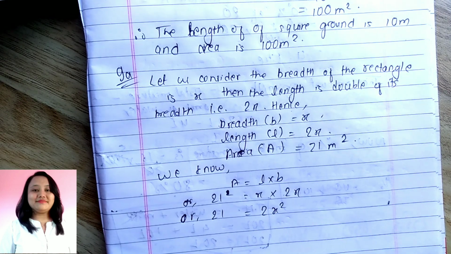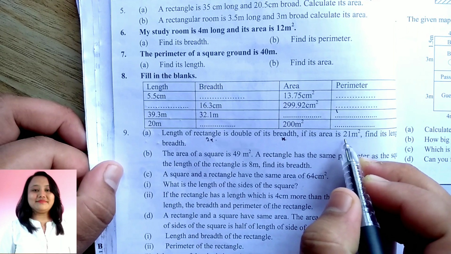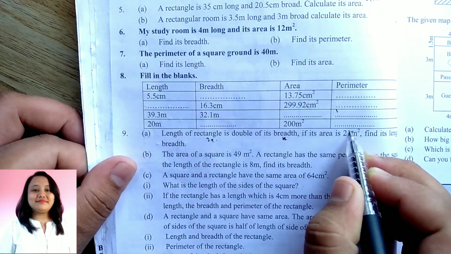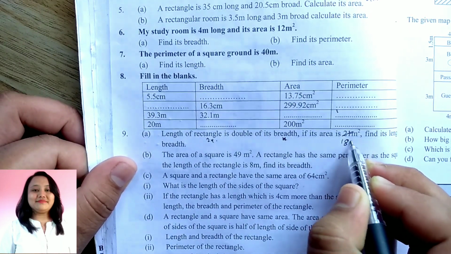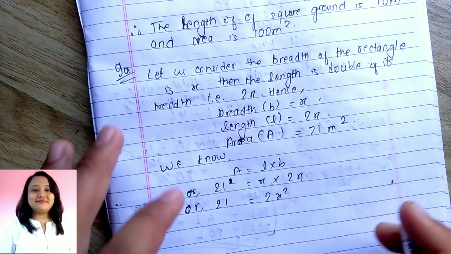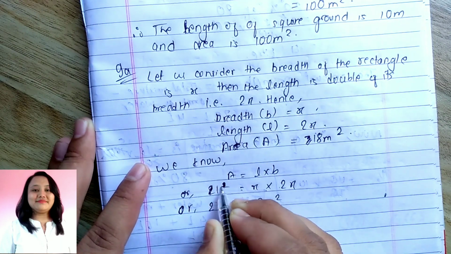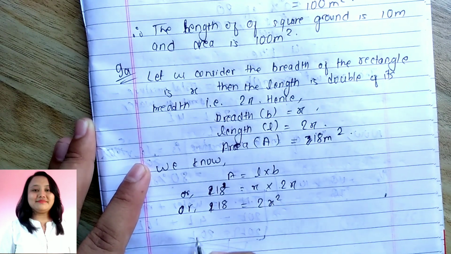to square. Here I want to remind you that the area of a square given here is wrong. It is actually 18 meter square. So let's do according to this. The given area is 18 meter square. Then here also it will be 18, right? So it will be 18 here.